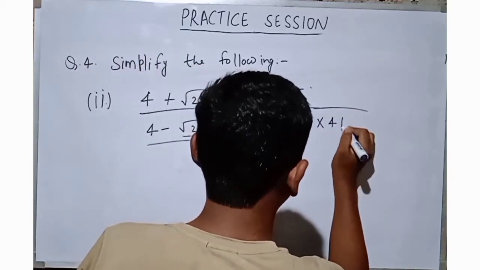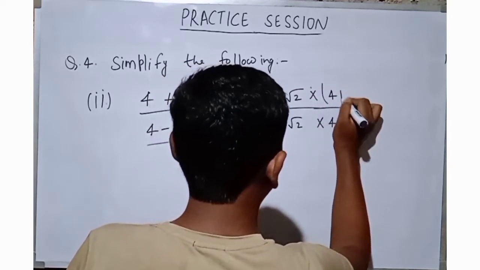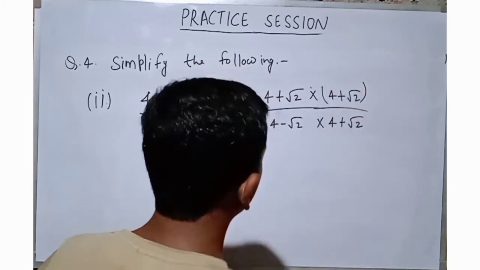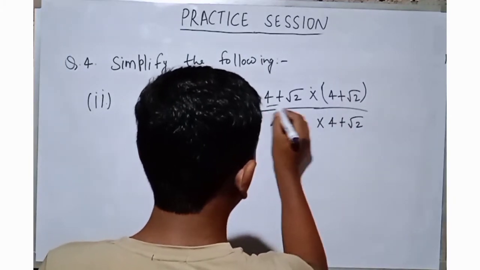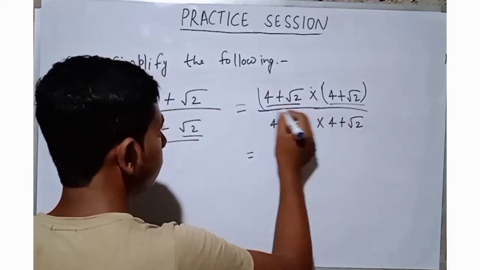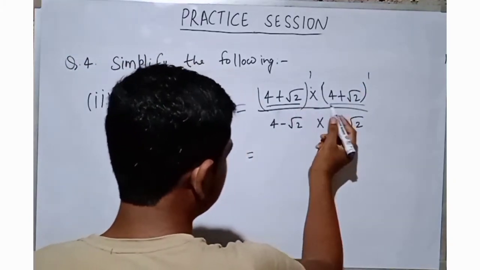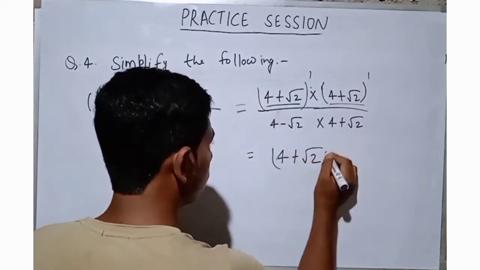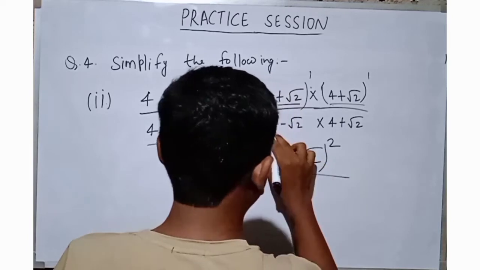So it will be 4 plus root 2 in the numerator, and here also 4 plus root 2, in brackets. So see here, 4 plus root 2, 4 plus root 2, means a plus b and again a plus b. If you notice, it is power 1 and it is also power 1, and when the base is the same then the powers will be added. So it can be written as a plus b, means 4 plus root 2 whole square, divided by a minus b times a plus b.